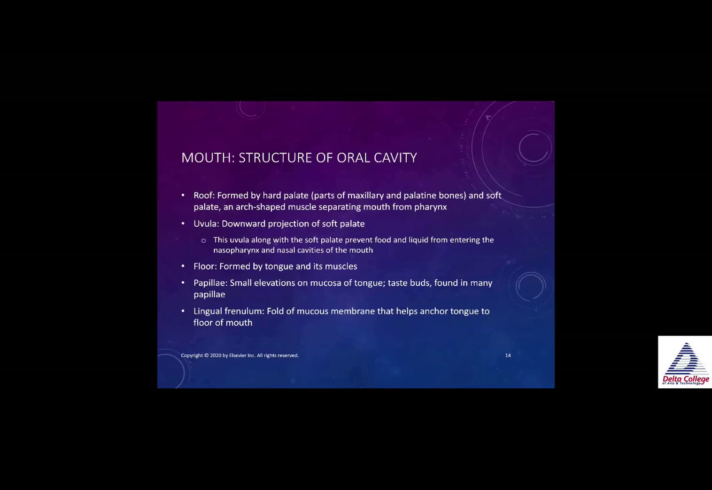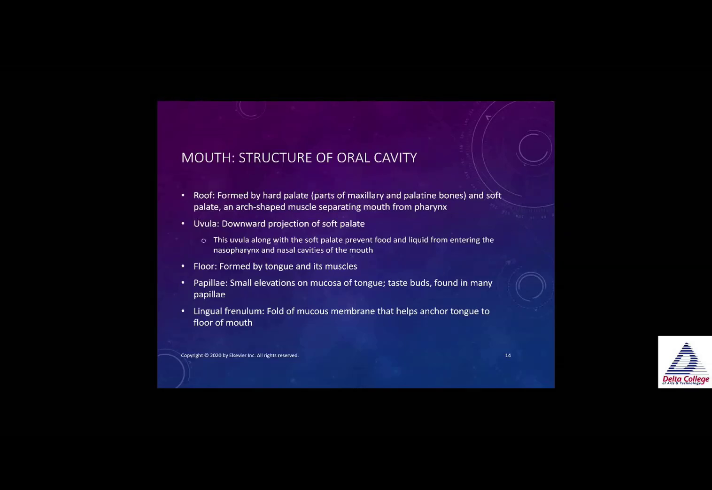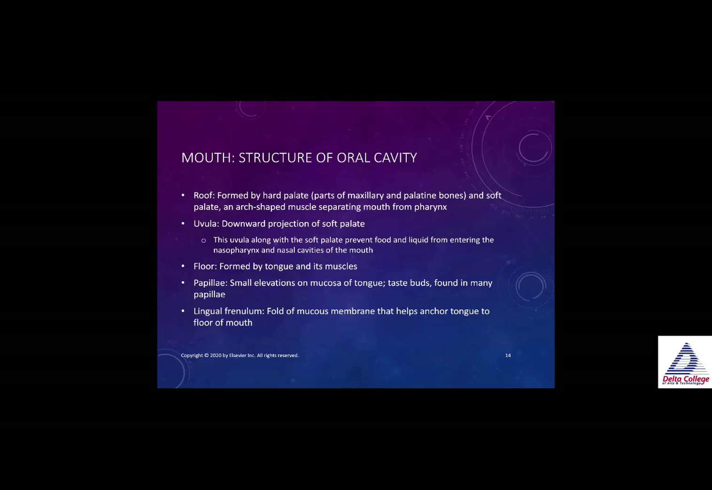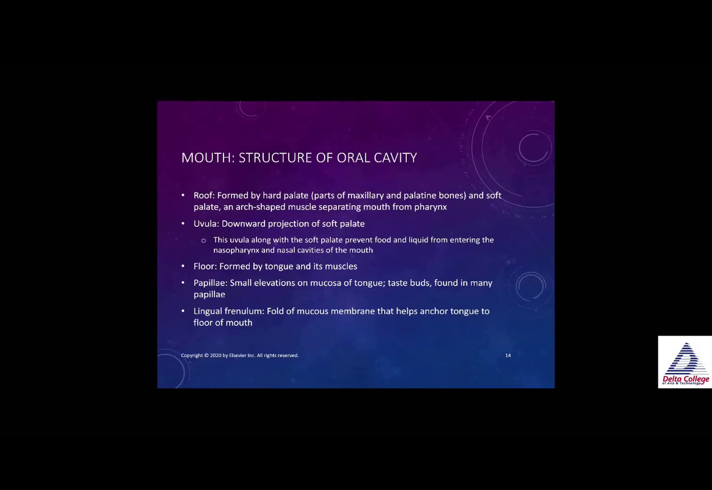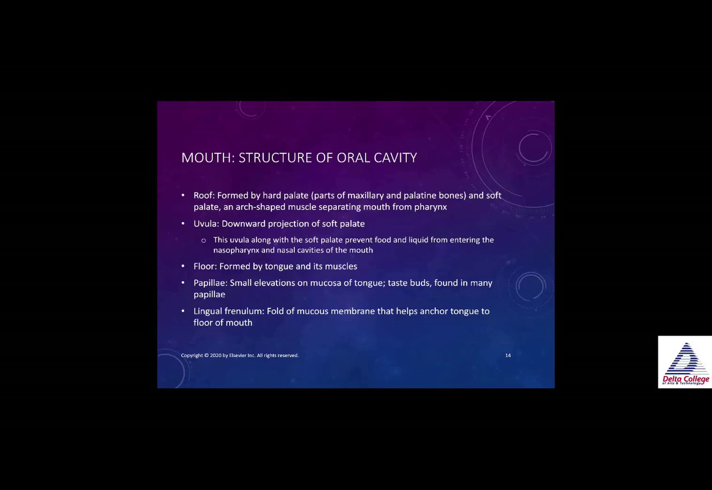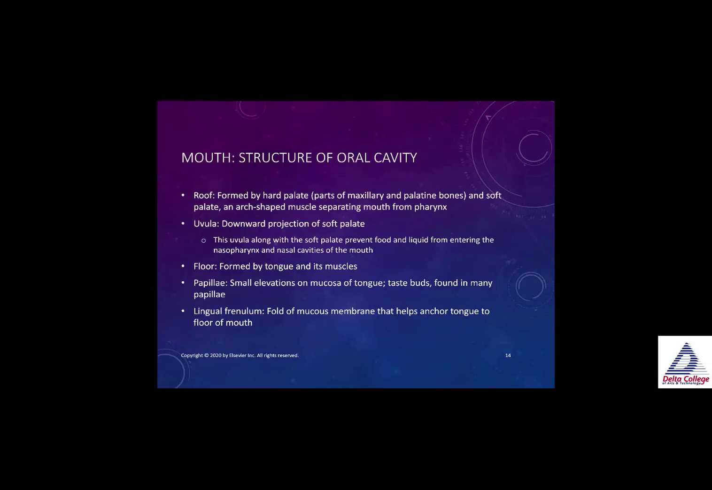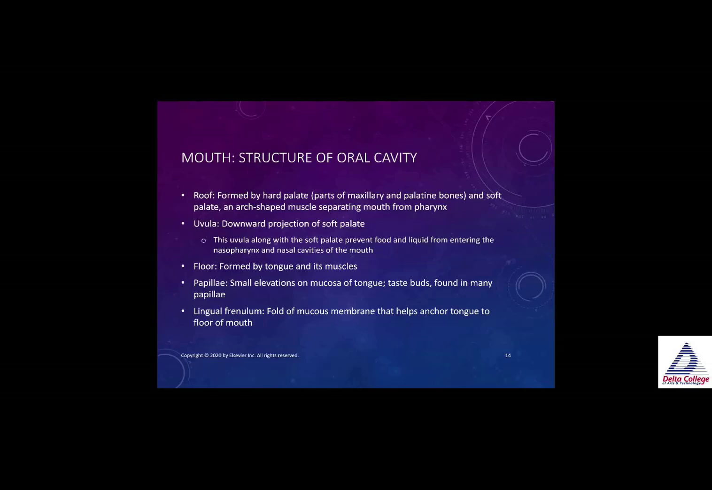So let's first talk about the mouth, the structure of the oral cavity. We have the roof of our mouth. This is formed by the hard palate, parts of the maxillary and palatine bones, and the soft palate, an arch-shaped muscle separating the mouth from the pharynx. In the middle, we have this uvula that drops down. It's that downward projection of the soft palate.